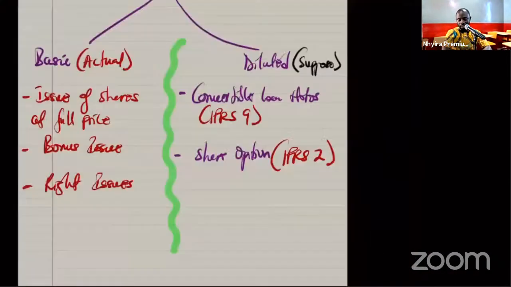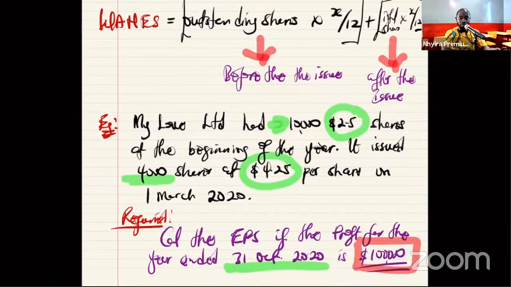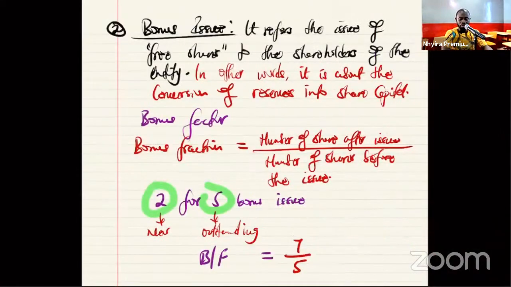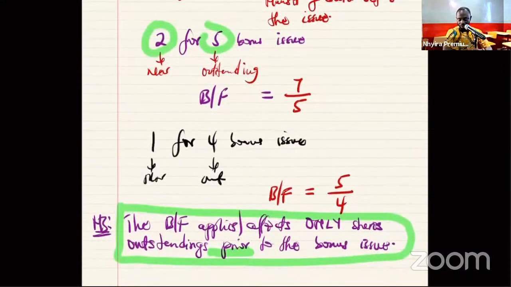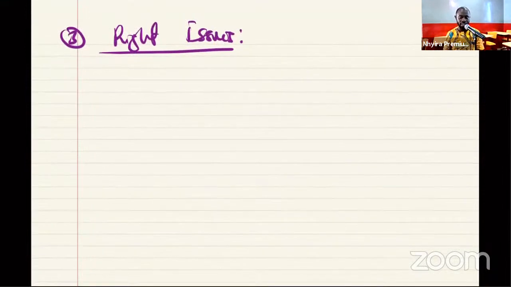We started our discussion with the issue at full market price, and we saw how the earnings per share is computed under it. Then we came to the bonus issue, and most importantly, we mentioned that with the bonus issue, we calculate the bonus fraction, and that bonus fraction is applied to shares outstanding prior to the rights issue. Any share after the rights issue, the bonus fraction is not going to affect. And now we want to look at the final aspect of the basic earnings per share, and that is the rights issue. That is where we want to take our discussion today.